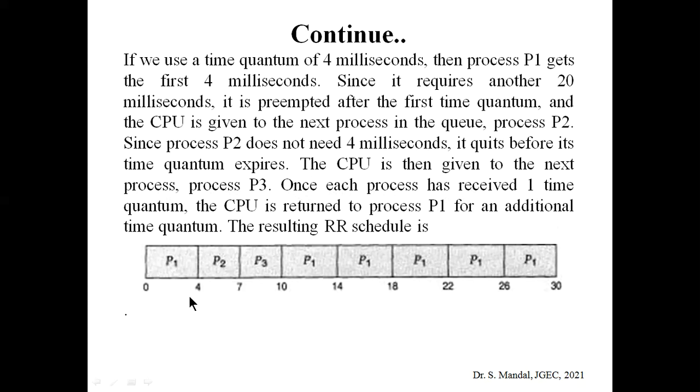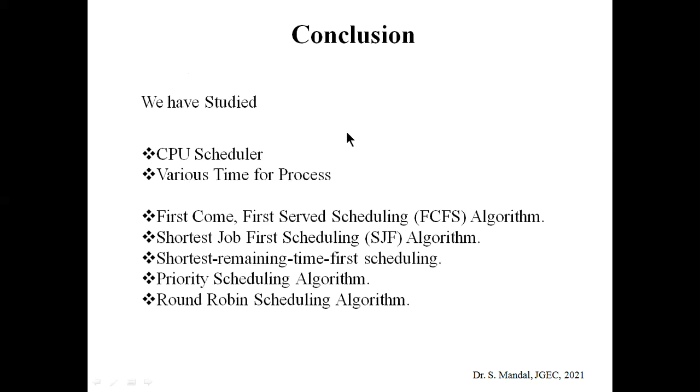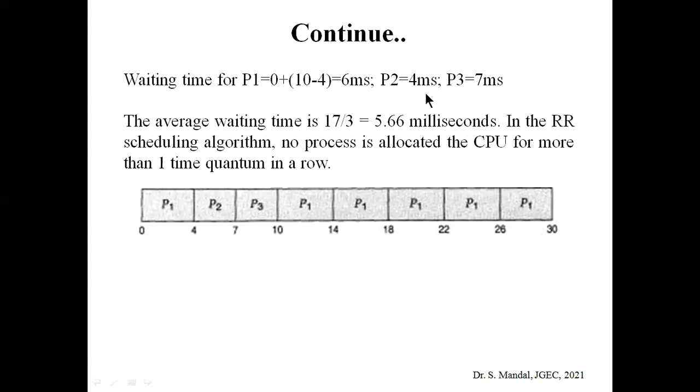Okay, so the waiting time for P1: you can see that P1 has been started at 0 millisecond, but after P2 and P3 processes, P1 again resumed. So we can say that the waiting time for P1 is 10 minus 4, that is 6 millisecond. And for the P2 process the waiting time is 4 millisecond, and for the P3 process the waiting time is 7 millisecond. So the average waiting time is 17 by 3, that is 5.66 millisecond.